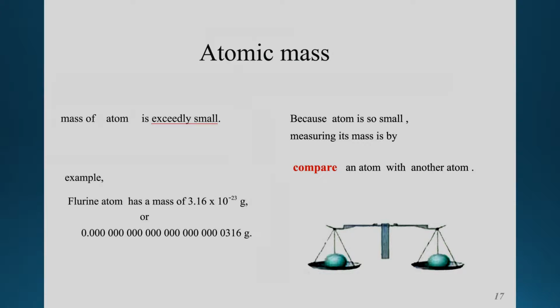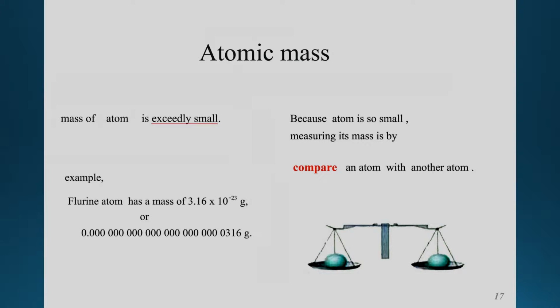What is atomic mass? Atomic mass is the weight of an atom, the mass of the atom. What is the mass of an atom? That means in case there is one single atom, what is the weight of that atom? And we know atoms are exceedingly small. They're too small to measure.